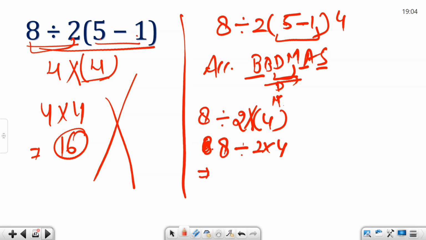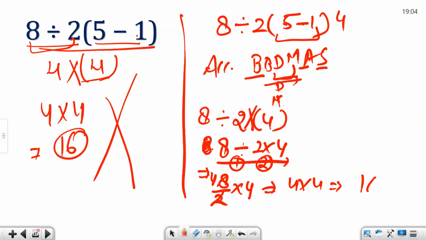Now, we'll check the order of operations from left to right. First priority is division, second priority is multiplication. So 8 ÷ 2 × 4. 8 ÷ 2 is 4, right? 4 × 4, the right answer is 16.